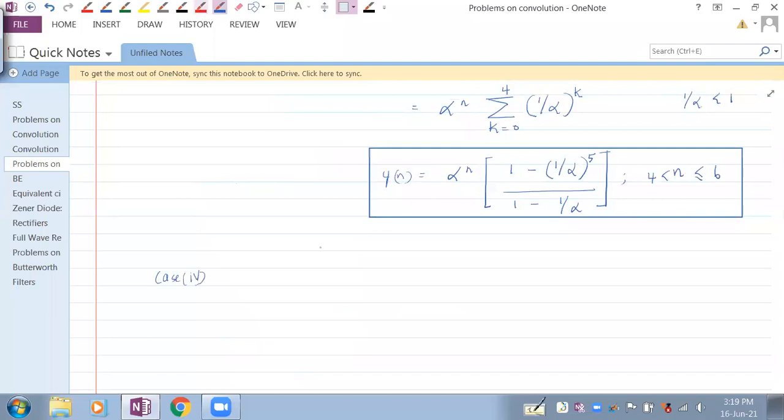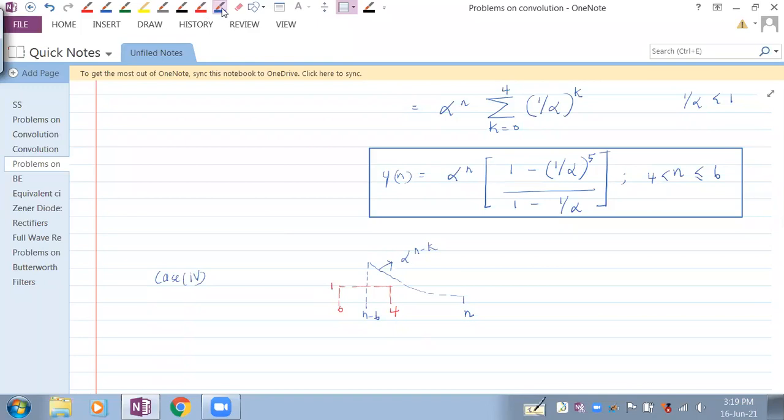Let me write that for you. So this is your stationary signal which goes from 0 to 4. And this is your moving signal. So this is the case. This is n minus 6 and this is n. Fine. So in the overlapping range, wherever this blue signal is alpha power n minus k, the red signal is 1.